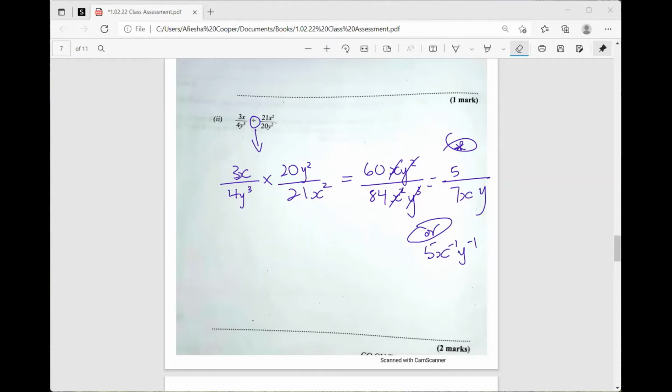Any questions? So once the power of the variables below is greater than the.